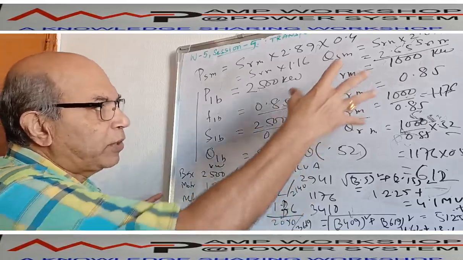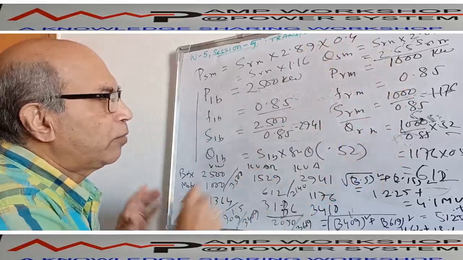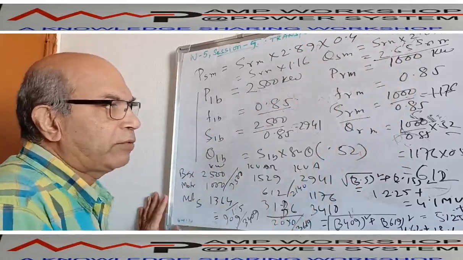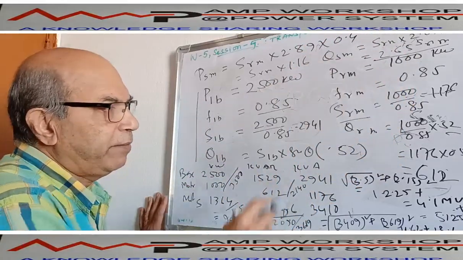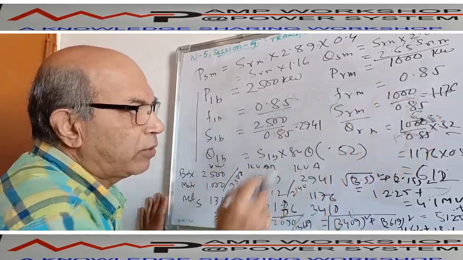Then for the motors, how much can we calculate? The motor is a 1 megawatt motor, so the motor running power is 1000 kilowatt. The motor running power factor is 0.85. Motor starting kVA equals 1000 divided by 0.85, which means 1176.